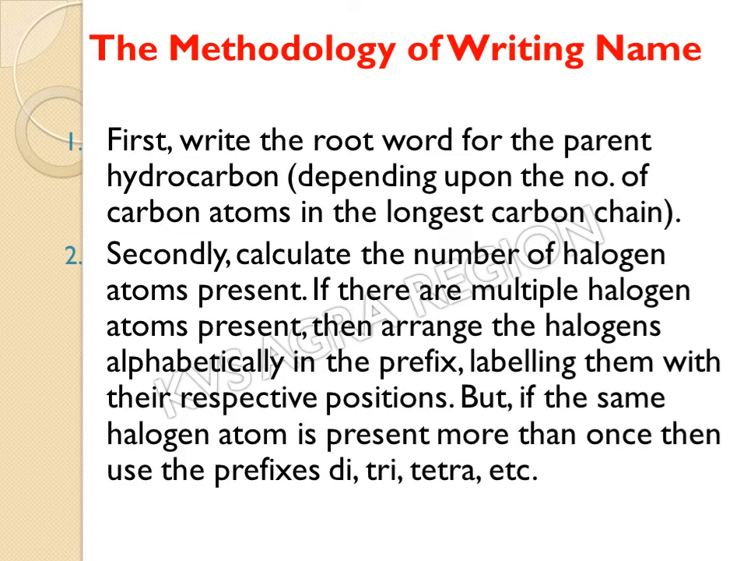If there are multiple halogen atoms present, then arrange the halogens alphabetically in the prefix, labeling them with their respective positions. But if the same halogen atom is present more than once, then use the prefixes di, tri, tetra, etc.